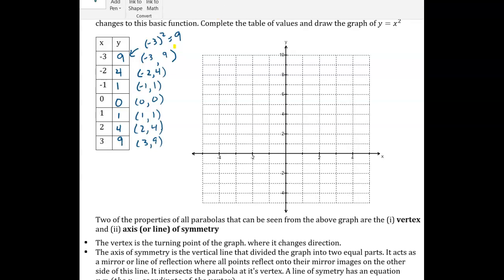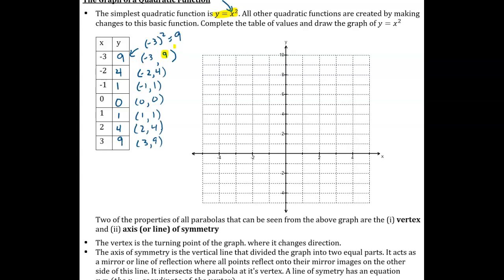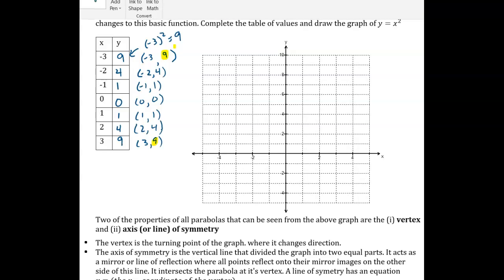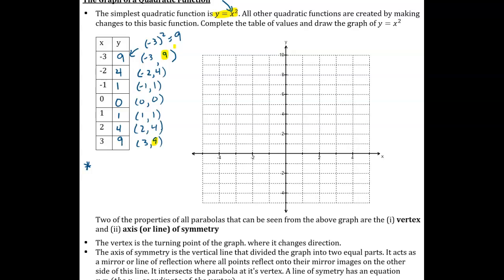And so I want to point out here is that your x values never repeat themselves. The y values can repeat themselves. So for instance, you have 9 and 9. You have 4 and 4. Y values can repeat. X values are never allowed to repeat. So you might want to make a note of that. The x values never repeat. You might want to think about why that is.